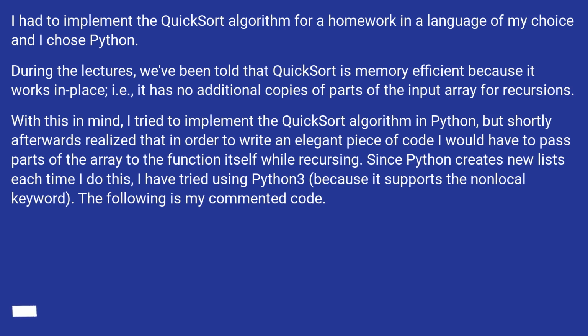During the lectures, we've been told that QuickSort is memory efficient because it works in place, i.e., it has no additional copies of parts of the input array for recursions. With this in mind, I tried to implement the QuickSort algorithm in Python, but shortly afterwards realized that in order to write an elegant piece of code I would have to pass parts of the array to the function itself while recursing. Since Python creates new lists each time I do this, I have tried using Python 3, because it supports the nonlocal keyword. The following is my commented code.